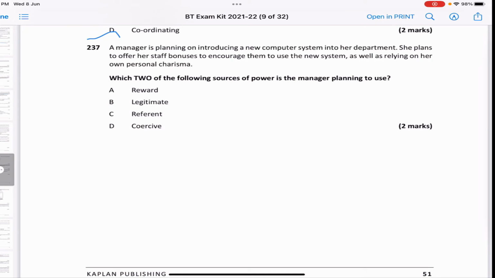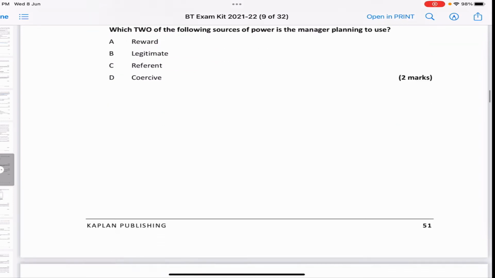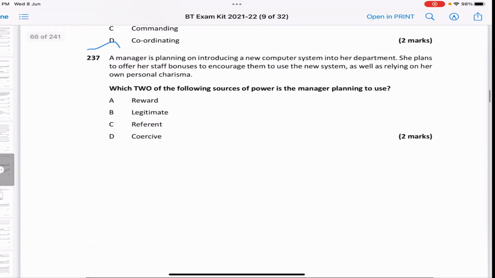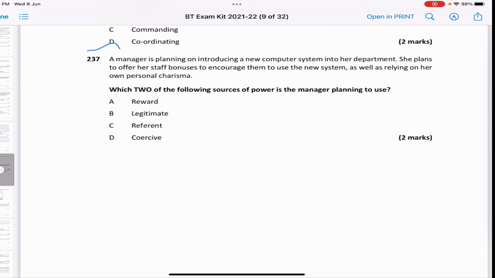A manager is planning on introducing a new computer system into her department. She plans to offer her staff bonuses to encourage them to use the new system as well as relying on her own personal charisma. So, what do you think the answer is here? She is talking about giving a reward to them. That is one thing. And after that, she is also focusing on the fact that reference. Why? Because she is believing in her own personal charisma.